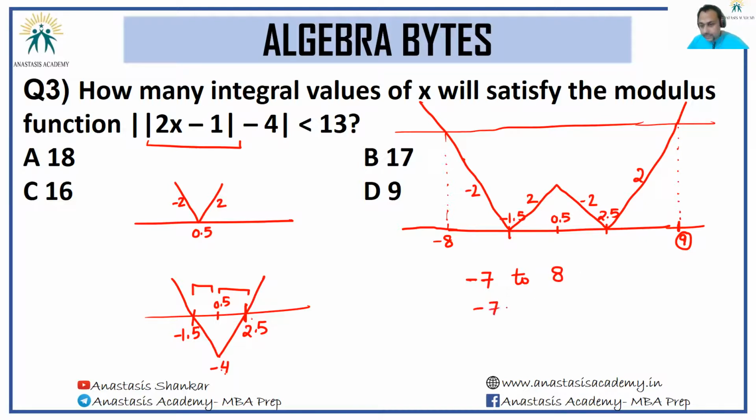So -7 to 0 is 8 values. And 1 to 8 is another 8 values. So altogether, we get 16 values. Answer to the question is option C.